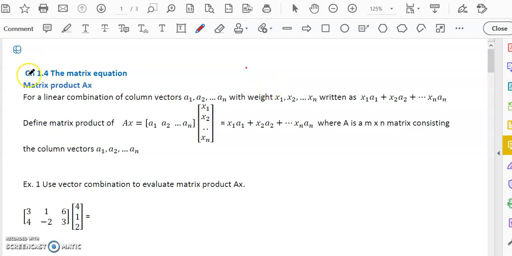Hello, linear algebra student. This video is for chapter 1.4, the matrix equation. So we are actually continuing with the vectors discussion.